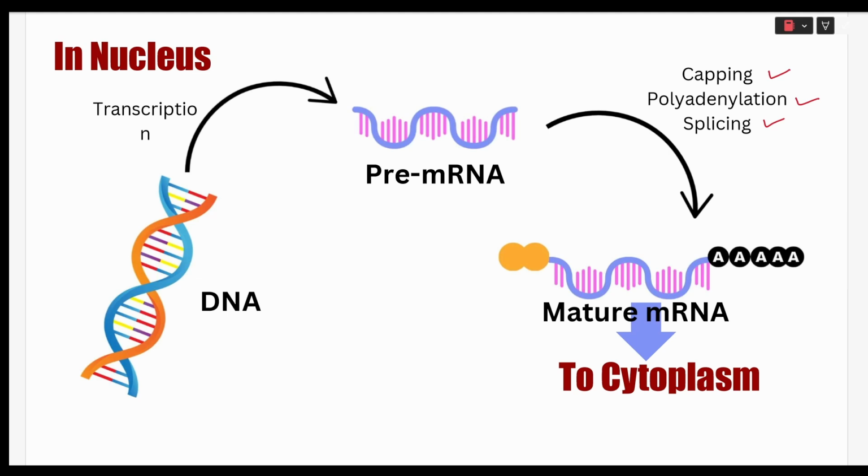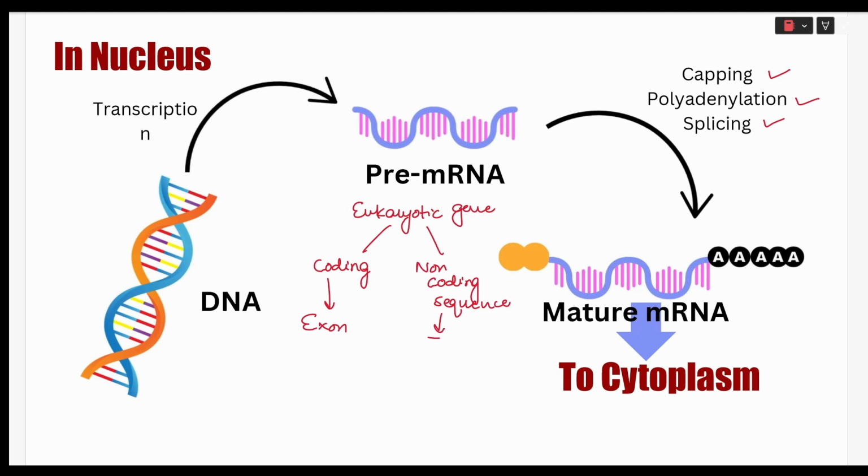Now, why do we call it a pre-mRNA? There is a reason behind that. The eukaryotic gene, especially in the case of the eukaryotes, contains two different types of sequences. One sequence we call the coding sequence, and the other we call the non-coding sequence. Now, the non-coding sequence is known as an intron. On the other hand, the coding sequence is known as an exon.